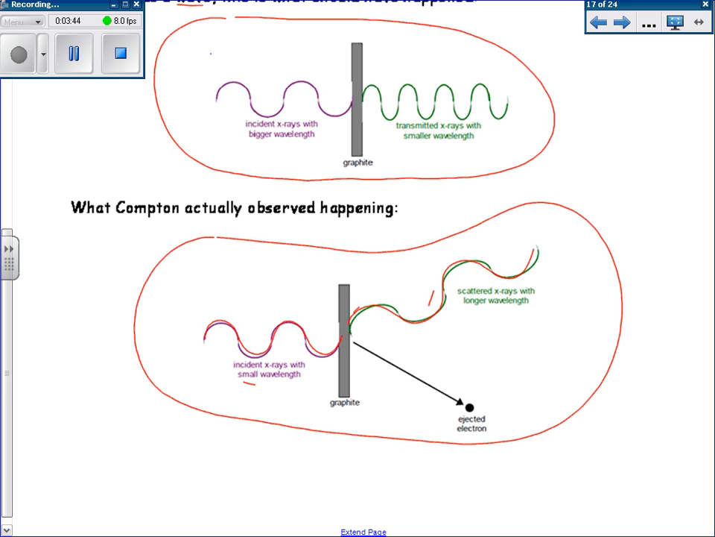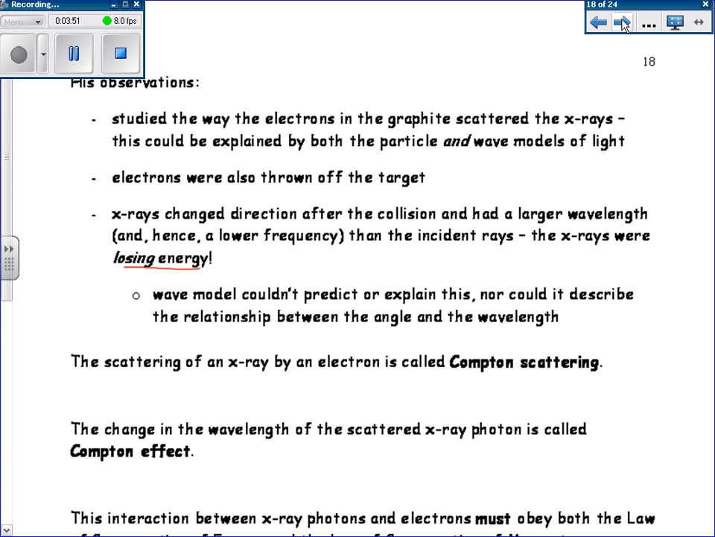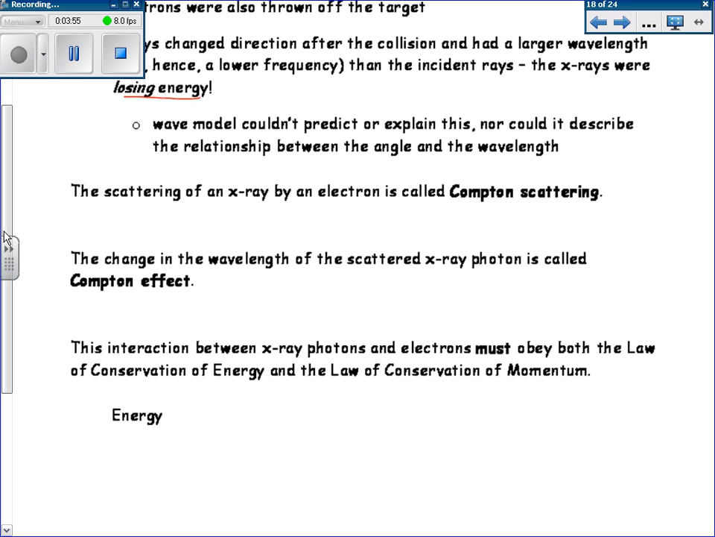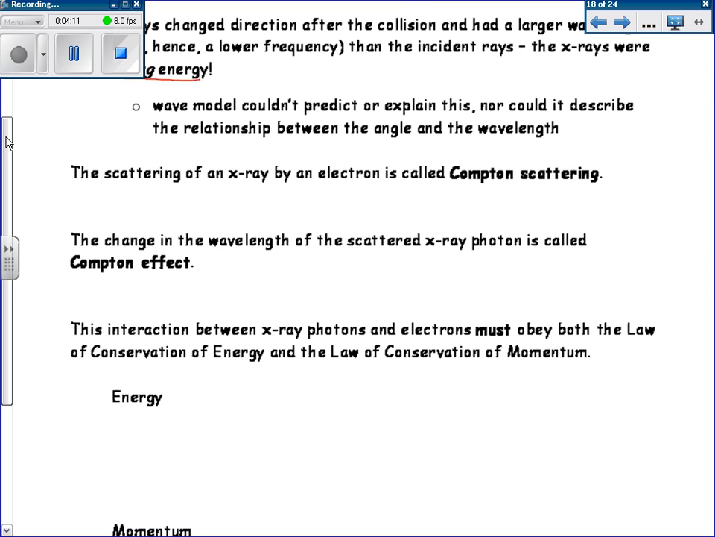What we have happening here is a collision, so we're leading to being able to talk about momentum, is what's really going on. That's called Compton scattering. The change in the wavelength of the scattered X-ray photon is called the Compton effect. So that difference in the wavelength between the incident X-ray and the scattered X-ray is called the Compton effect. And this interaction between X-ray photons and electrons has to obey both the law of conservation of energy and the law of conservation of momentum, because those are basic physics principles that cannot be broken.